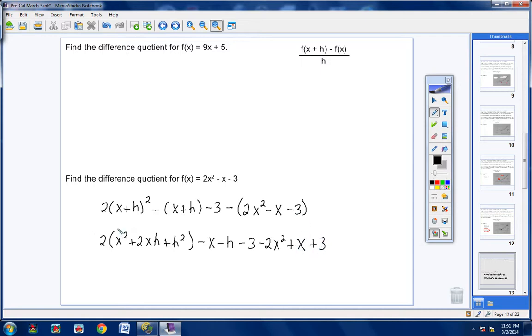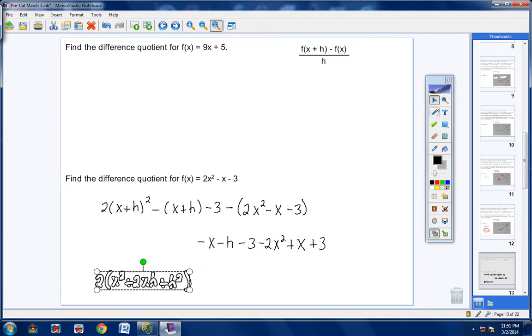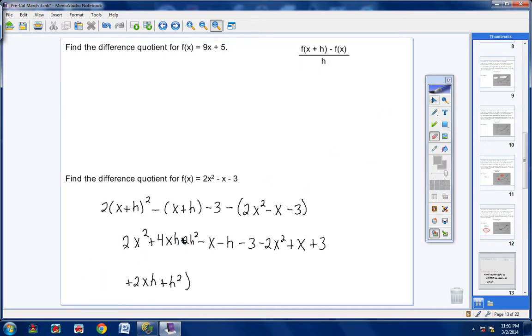Now I'm going to get a little sloppy here and try to save time. Actually, what I'm going to do is slide this down and kind of get rid of it. Now, see this expression right here? I'm going to go ahead and take this 2 and multiply it through. So 2 times x squared would be 2x squared. 2 times 2xh would be 4xh. And then 2 times h squared would be 2h squared. Positive. Okay? So there we go. And let's go ahead and see if we can erase this just a little bit. Alright, very good. Now, let's see if we can't simplify.